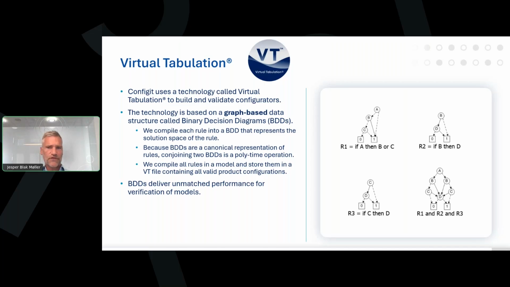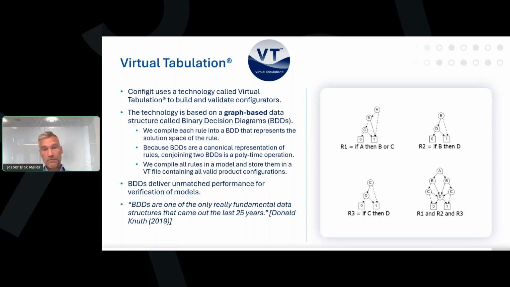BDDs are similar to the graphs that we are all used to in navigation systems, and that allow us to quickly navigate from A to B using the fastest route. And similarly, BDDs deliver unmatched performance for verification of configuration models. And in fact, BDDs are one of the only really true fundamental data structures that came out in the last 25 years, according to Stanford professor and Turing Award winner Donald Knuth.